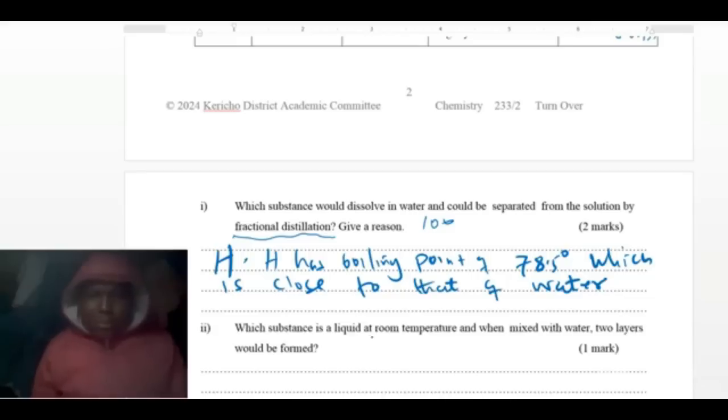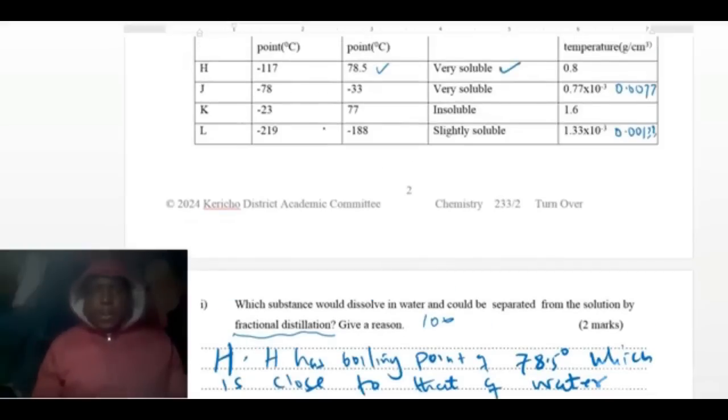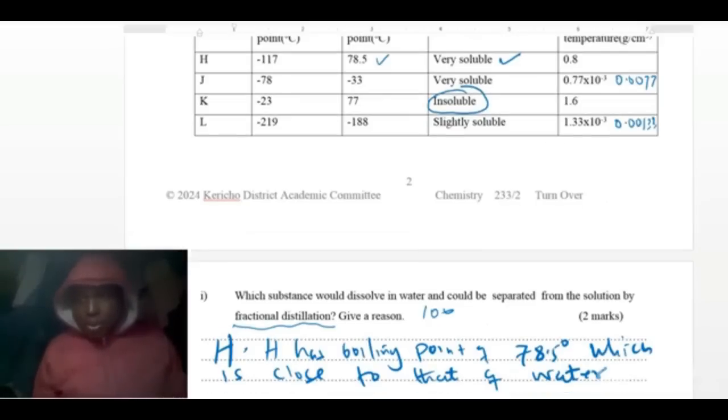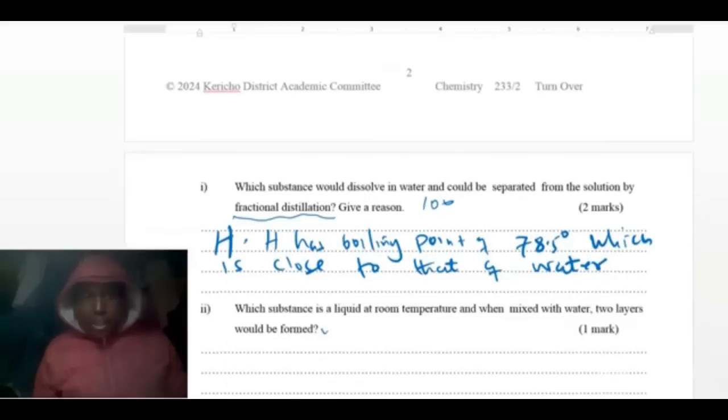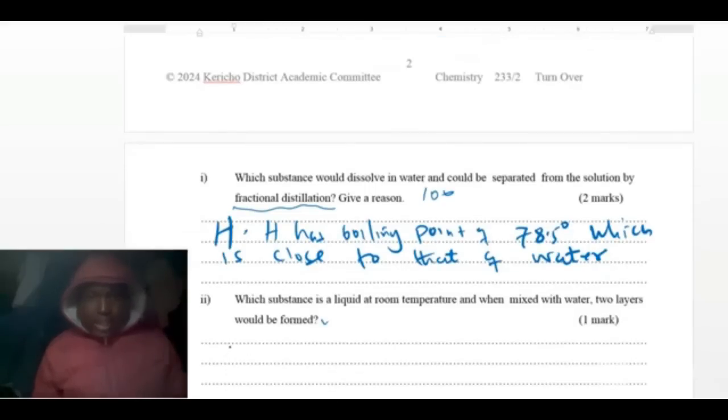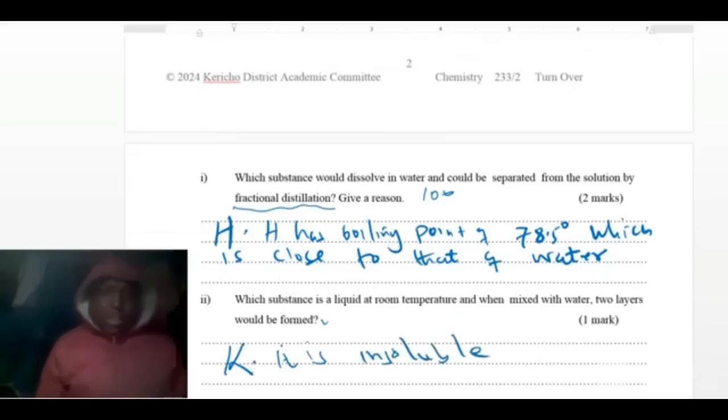Which substance is a liquid at room temperature, and when mixed with water, two layers would be formed? So two layers would be formed, which means it is insoluble. So therefore K, you can see it is insoluble in water. So definitely this one is going to be K. So the answer is K, because you can see there it is insoluble. If it does not dissolve in water, then that one is the best answer. It will form two layers. So the answer here is K. Reason is that it is insoluble in water.